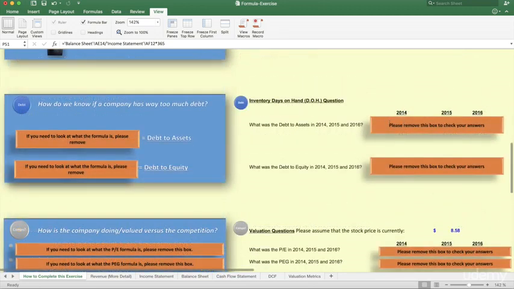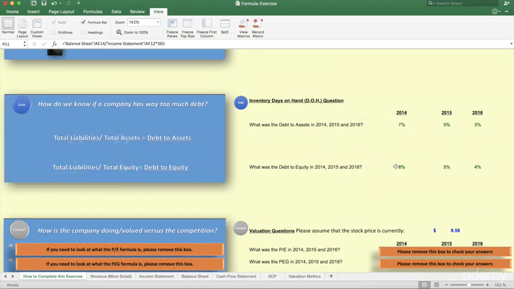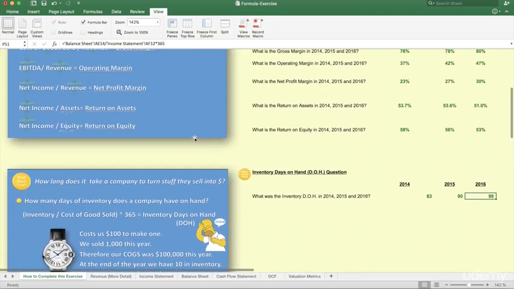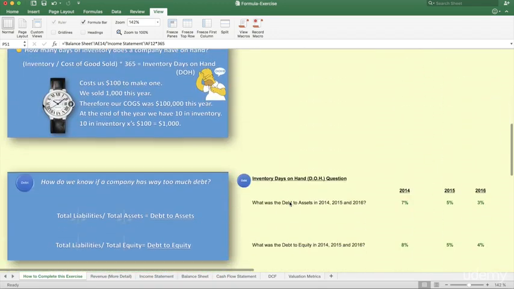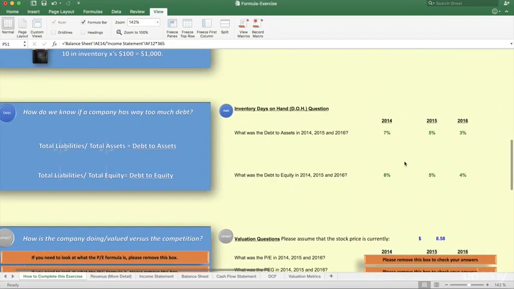And then we've got debt to assets, right? We're looking at total debt. Debt to equity, debt to assets, very similar to these formulas here, right? Except you don't have the income statement incorporated. All right, so we don't have much debt.